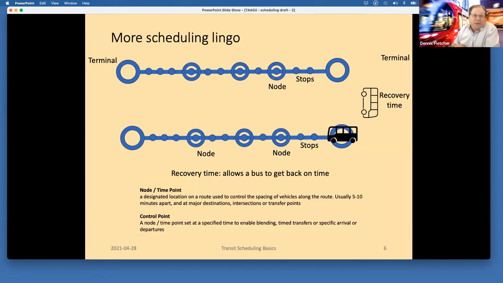Recovery time is a critical element of scheduling. Recovery time is an amount of time added at one or both ends of the route. This buffer allows time for a bus and operator to get back on time for the next departure. As a rule of thumb, it's usually about 10% of the trip time, but it may be different. And it may be combined with layover time to achieve the control times, time transfers, that sort of thing.